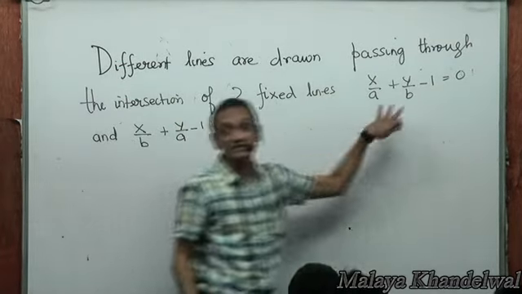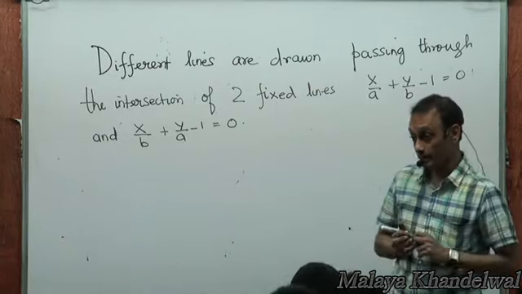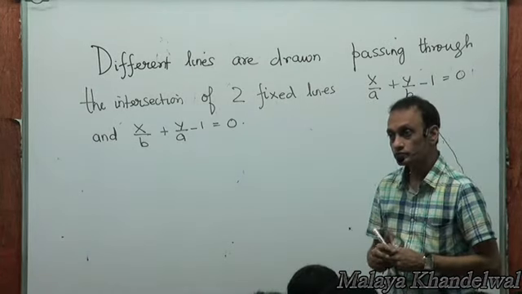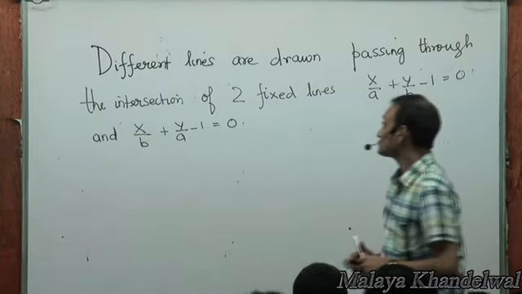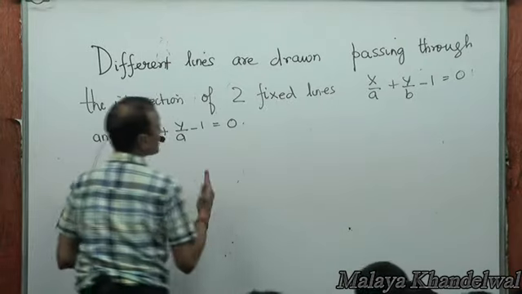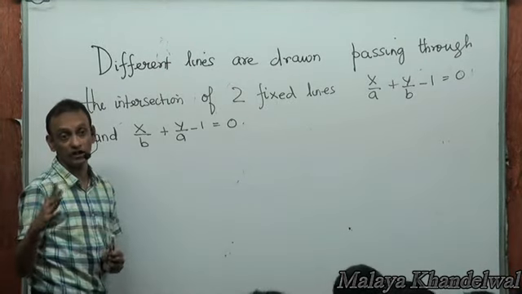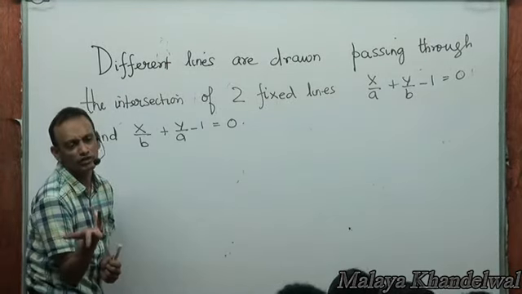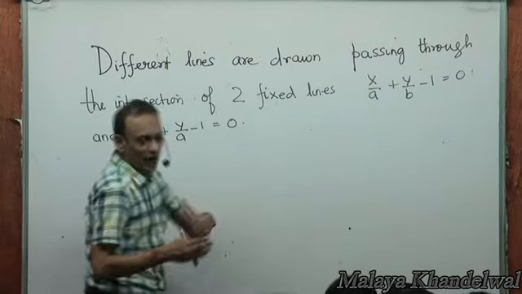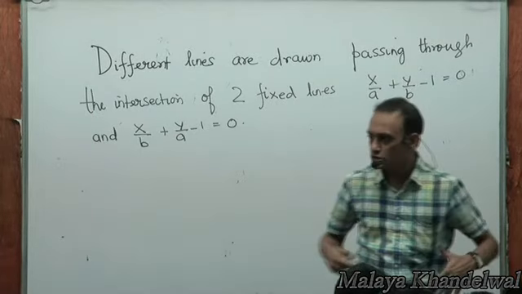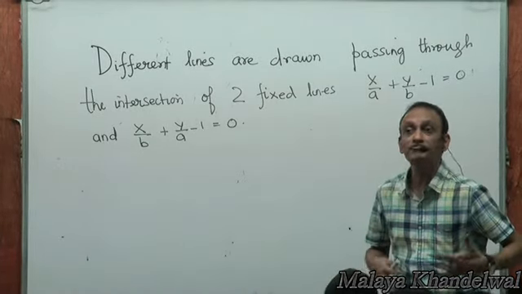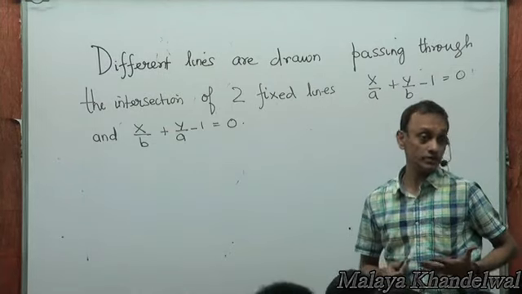Obviously, these two are fixed lines, they would intersect at a fixed point. Right? Yes or no? These are different lines, so b is not equal to a, but a and b are fixed numbers because they are fixed lines. And how many lines can you draw through their intersection? Infinite lines. There is a family of lines passing through the intersection of these two lines.